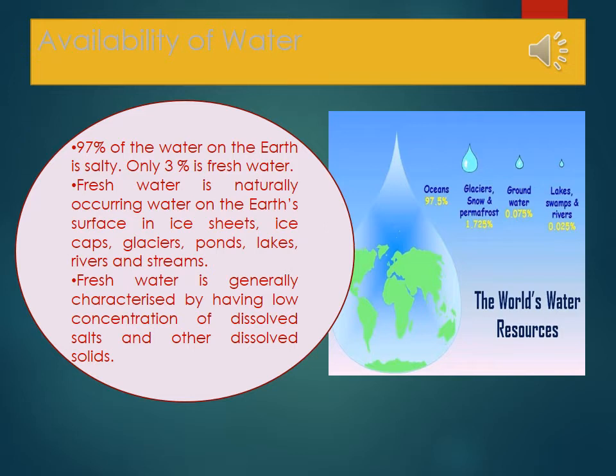97% of the water on the earth is salty. Only 3% is fresh water. Fresh water is naturally occurring water on the earth's surface in ice sheets, ice caps, glaciers, ponds, lakes, rivers and streams, and underground as groundwater in aquifers and underground streams. Fresh water is generally characterized by having low concentrations of dissolved salts and other total dissolved solids.